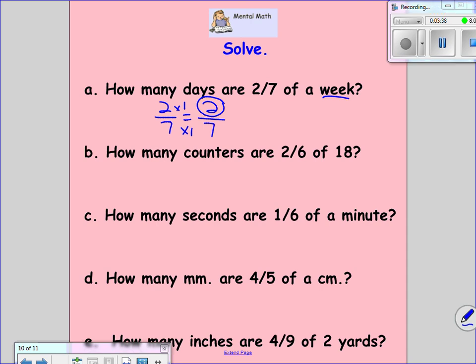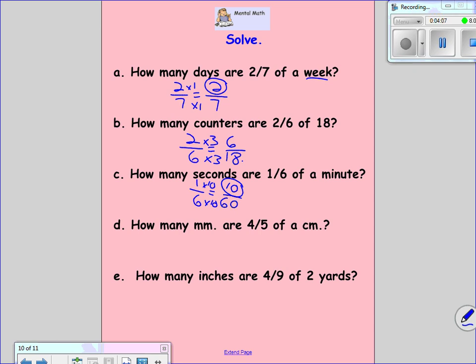How many counters are 2/6, I apologize, of 18? Times 3 gives me 6. 18 is my denominator there because 18 is my whole set. How many seconds are 1/6 of a minute? A minute would be what? It would be 60. So 1/6 of 60, because I know my whole, times 10 equals 10 seconds.